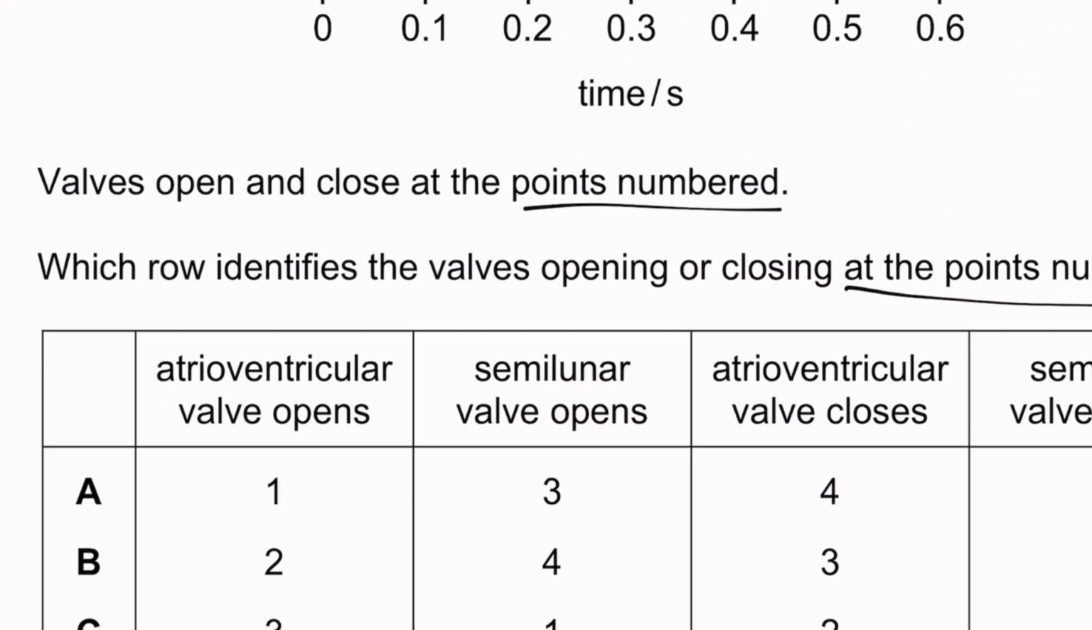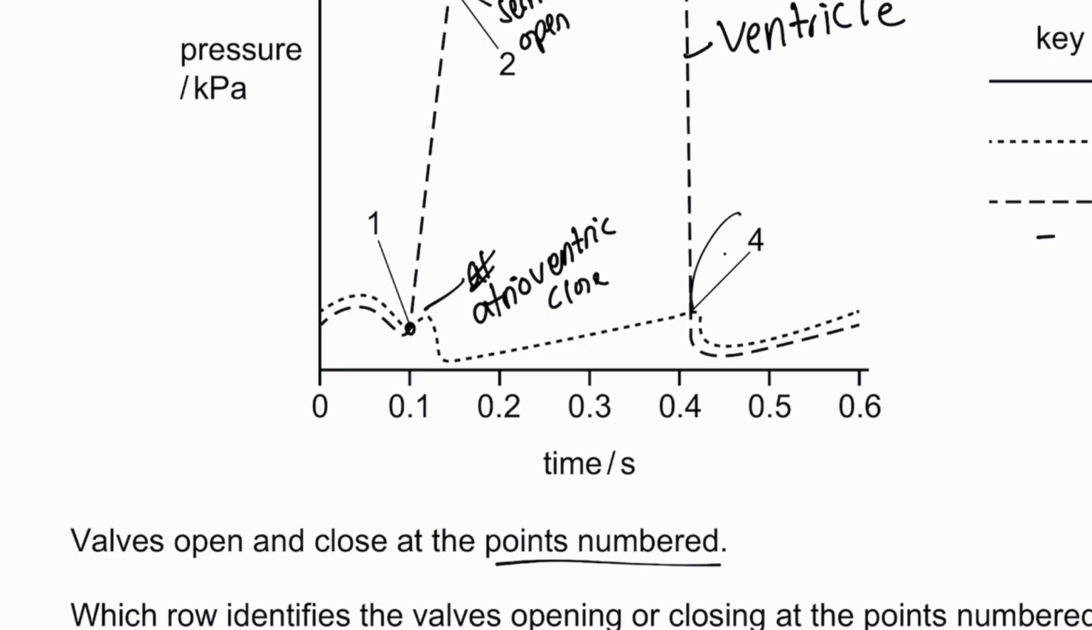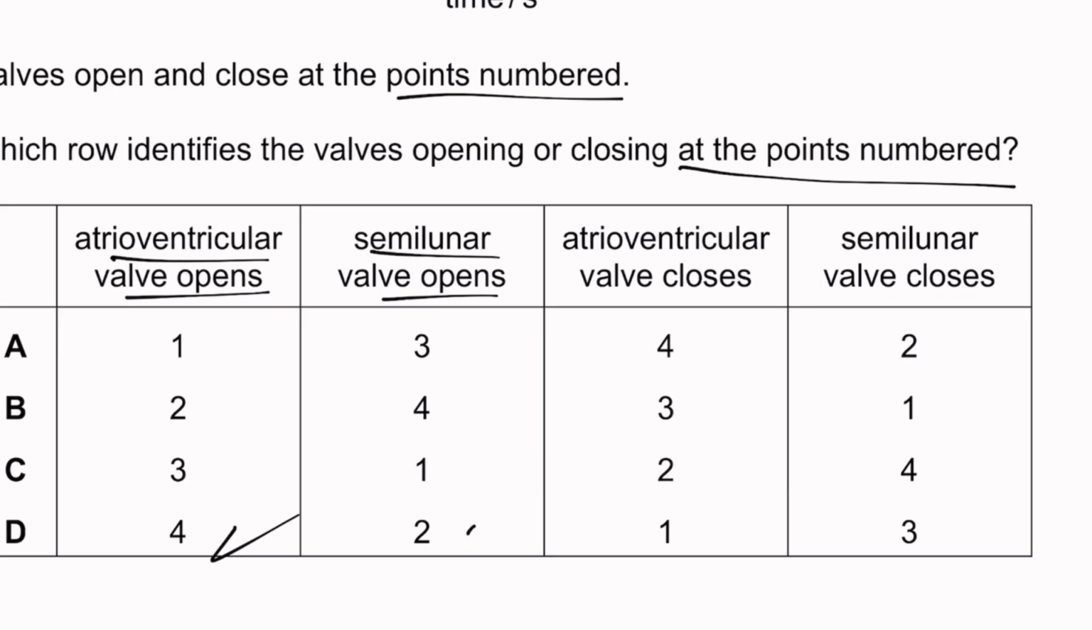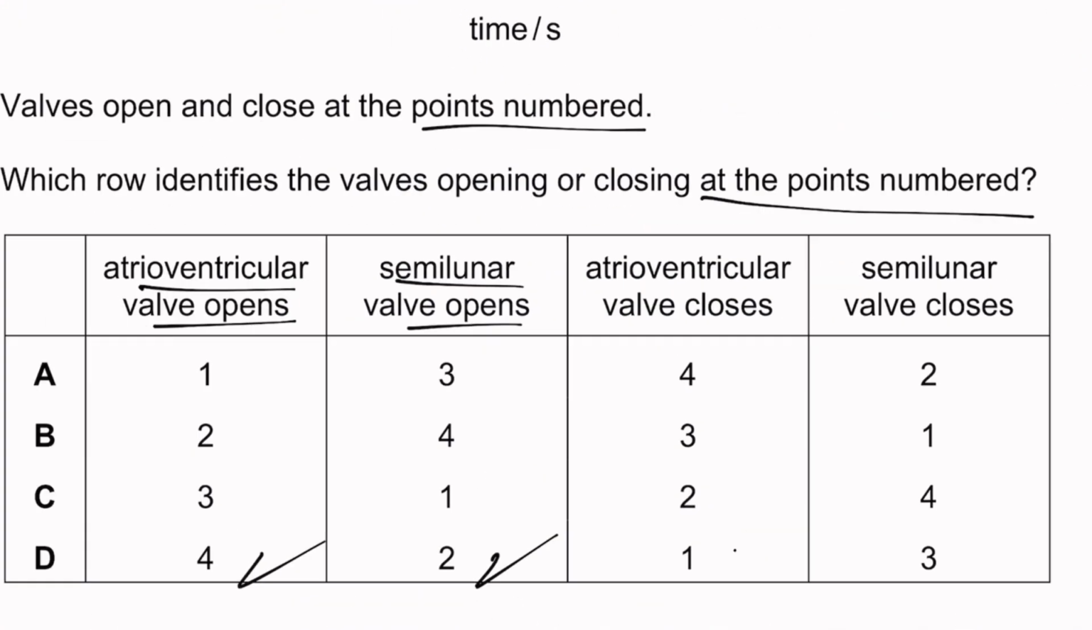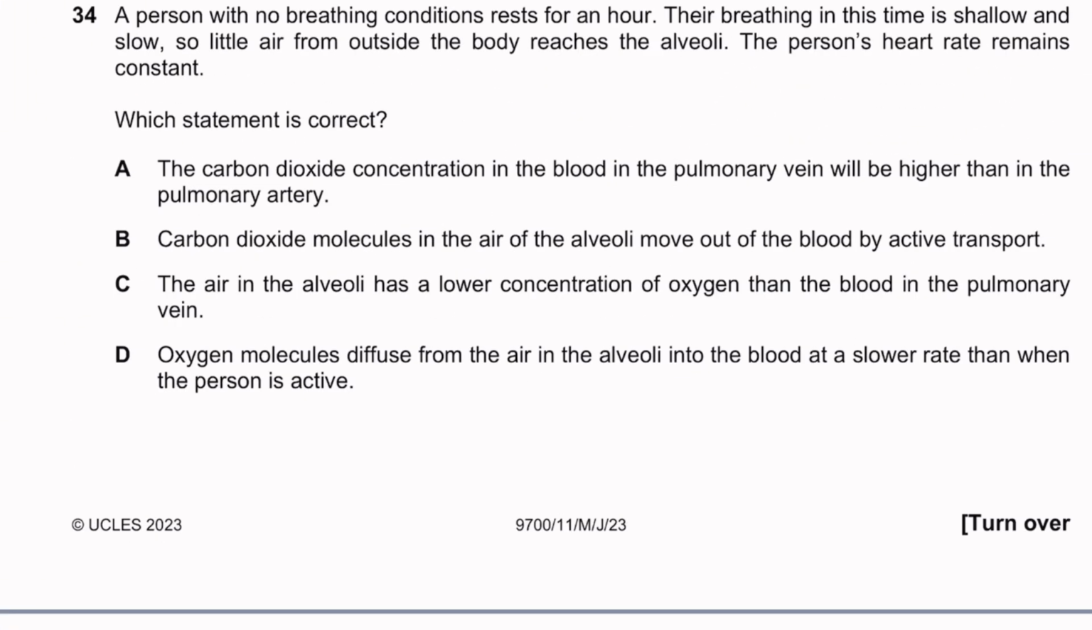So which row identifies the valves opening or closing at the points numbered? So atrioventricular valve opens at point 4. Semilunar valve opens at point 2, atrioventricular valves close at point 1, and the semilunar valves close at point 3. Exactly, so D. A person with no breathing conditions rests for an hour, and the breathing is shallow and slow, so little air from outside reaches the alveoli, and the person's heart rate remains constant. What statement is correct? The carbon dioxide concentration in the pulmonary vein will be higher than the pulmonary artery. This is wrong.